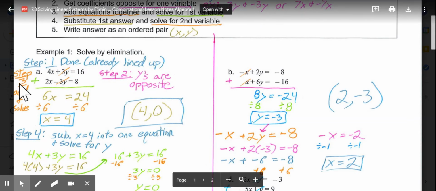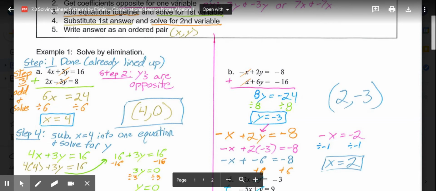So then for step 3, we're going to add the top and bottom equation together. So what ends up happening is 4x plus 2x is 6x. Positive 3y plus negative 3y cancels, which is exactly why we want opposite variables. And 16 plus 8 is 24. So what we're left with is 6x equals 24. Divide both sides by 6, and we get x equals 4.